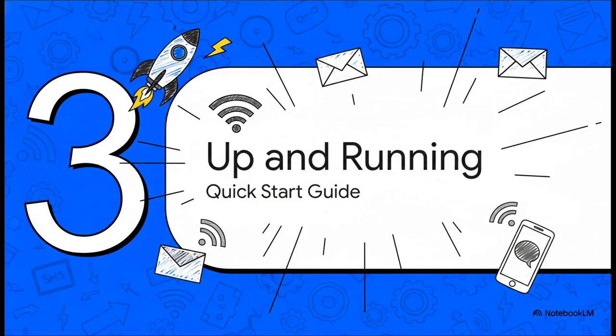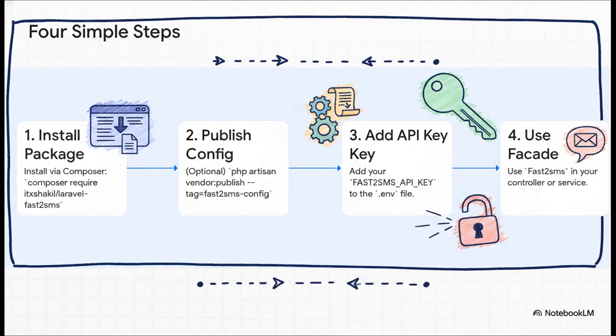Okay, so you're probably thinking, this all looks great, but how much of a pain is it to set up? Let's just walk through the quick start guide. You're going to see just how ridiculously fast you can get this up and running in your own project. No, seriously, it's this simple. Step 1, pull it in with Composer. Step 2, you can publish the config file, but that's optional, only if you need to change things. Step 3, drop your API key into your .env file. And step 4, just use the facade in your code. That's literally it. You are now ready to send SMS messages.